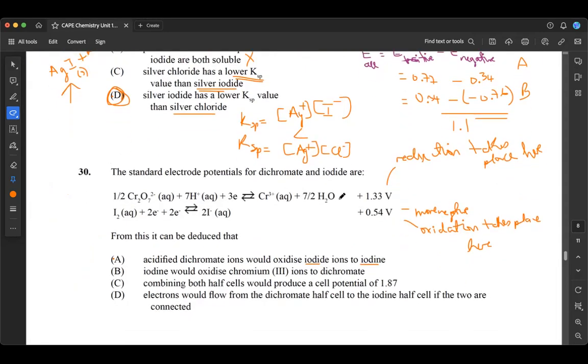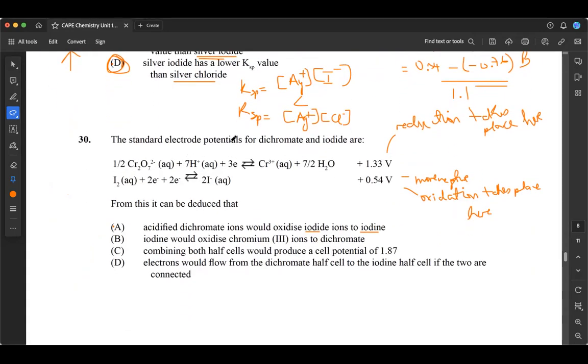So let's go down to 30 now. 30 says that the standard electrode potentials for dichromate and iodide are shown here. So we have this reaction here where we're going from chromium 6 to chromium 3. As it's written here, that is a reduction. And then we're going from I2 to I minus, which is written as a reduction as well. That's how they're normally written. So that's what this is showing. From this, what can be deduced?